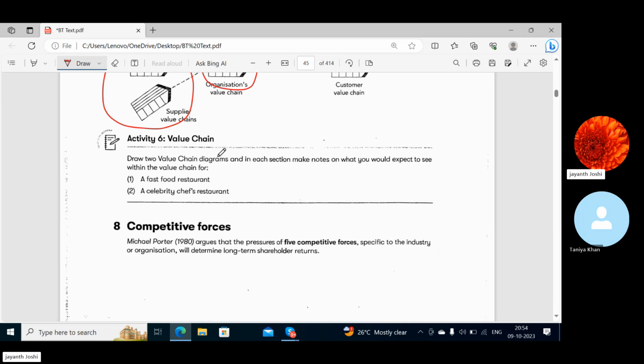So what is the answer for this? Draw two value chain diagrams in each. You should do this activity.